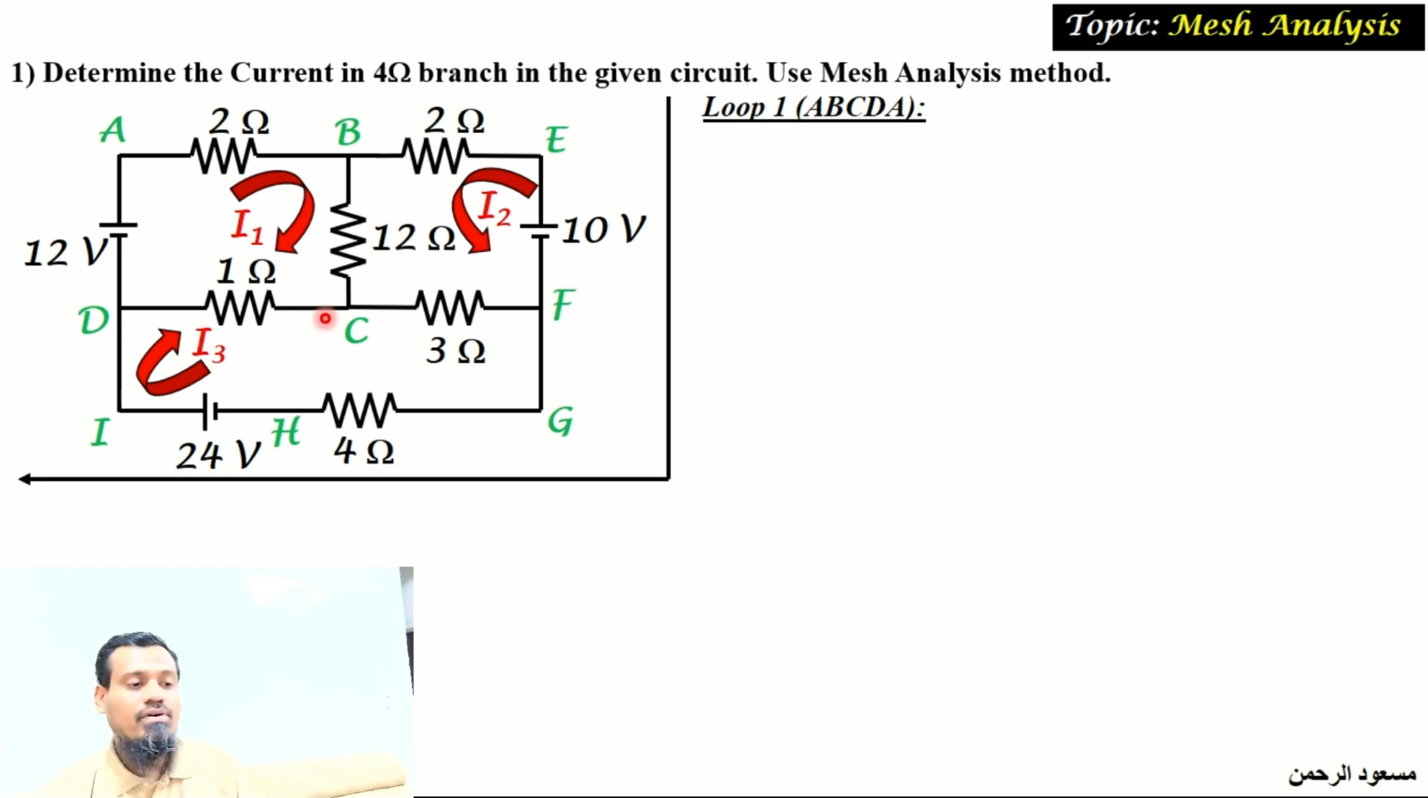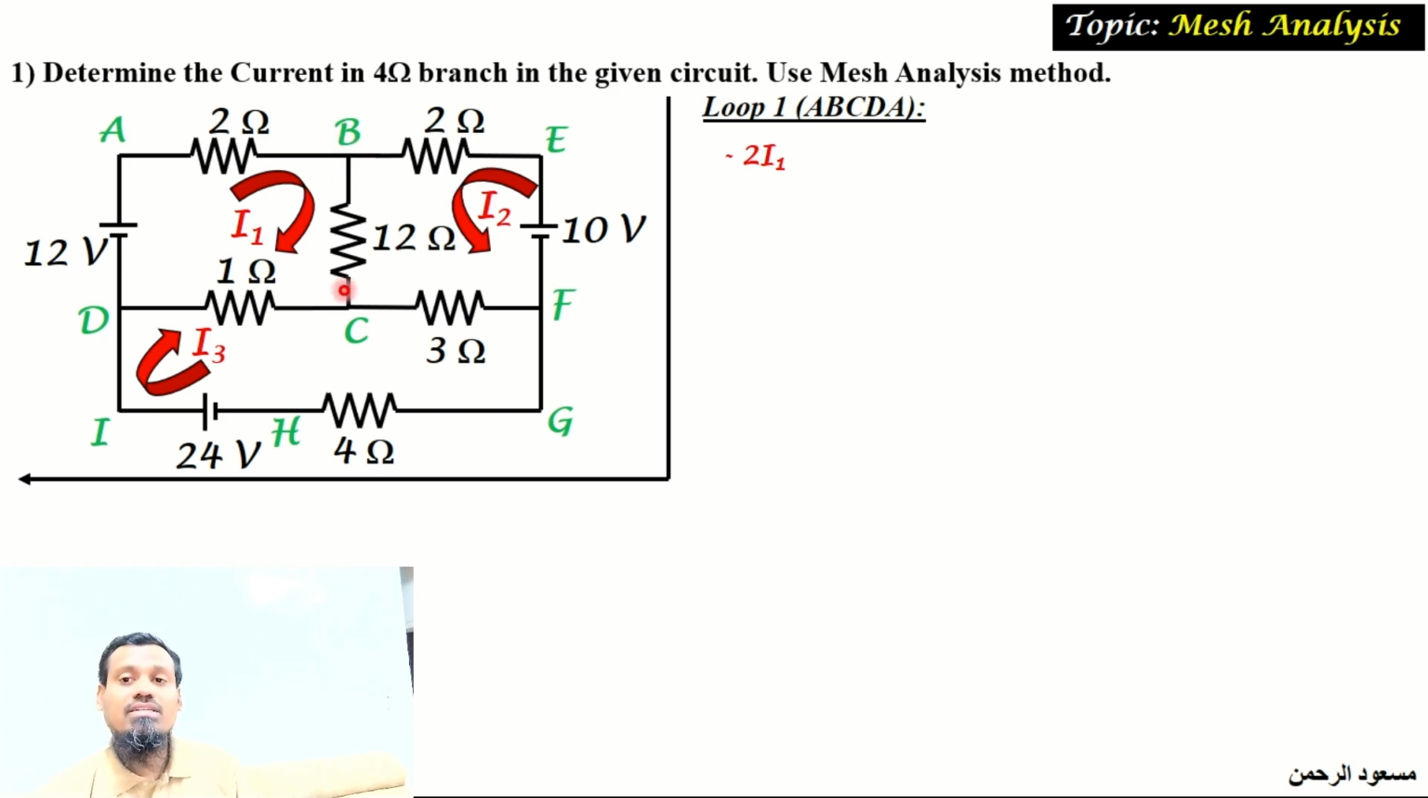Potential drop of value 2 multiply I1, so minus 2I1. And when you travel from B to C, there is a 12 ohm resistor. In this resistance, two currents are dealing with: one is this mesh current I1 and another is this current I2. Both the currents are in the same direction, that is from B to C.